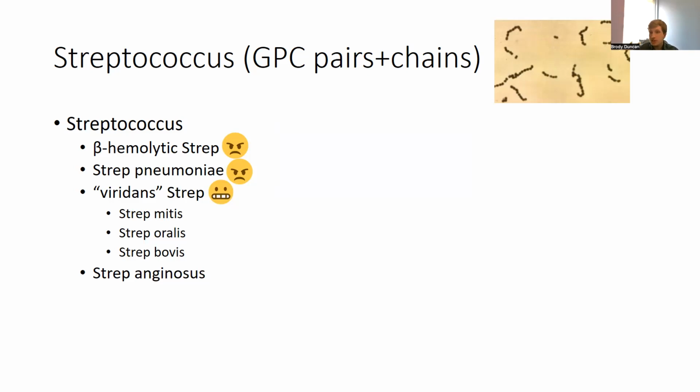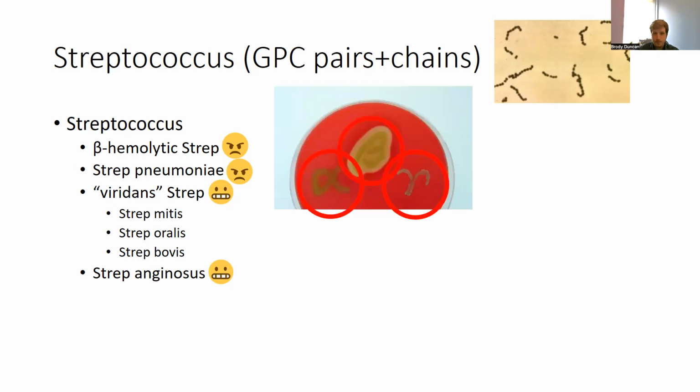Finally, we have Strep anginosus. So this is another one of those in-between sort of species where it can be part of the normal flora, but it can also cause nasty infections. So it's similar, again, to organisms like Staphylococcus, where you really do have to put your thinking cap on and think, what is the relevance to my patient if this is growing in a culture?